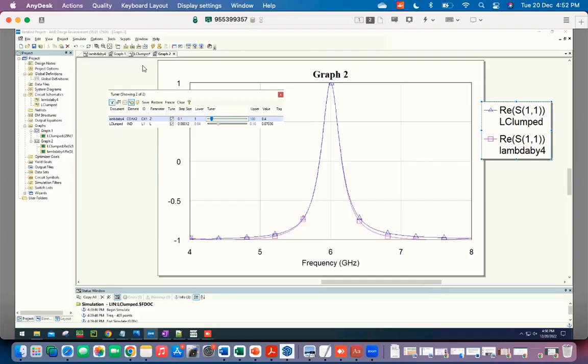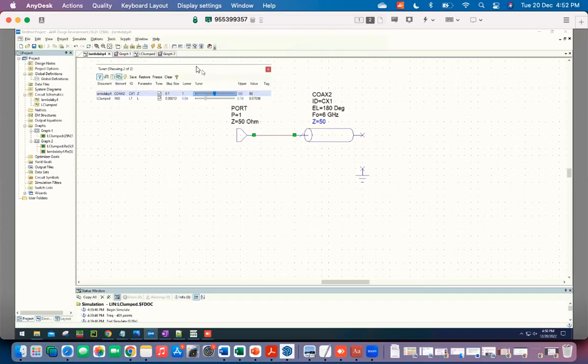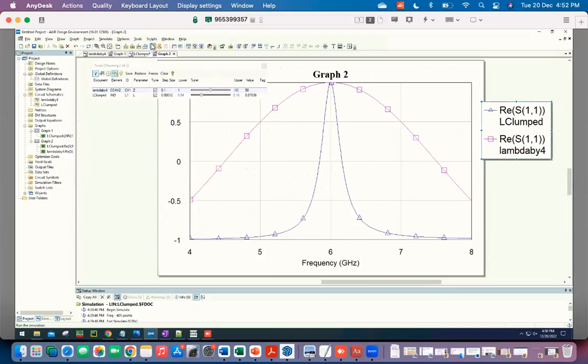So let's just go back to the standard design. Push this back to 6. And let me put it back to 50. Back to this broad response.